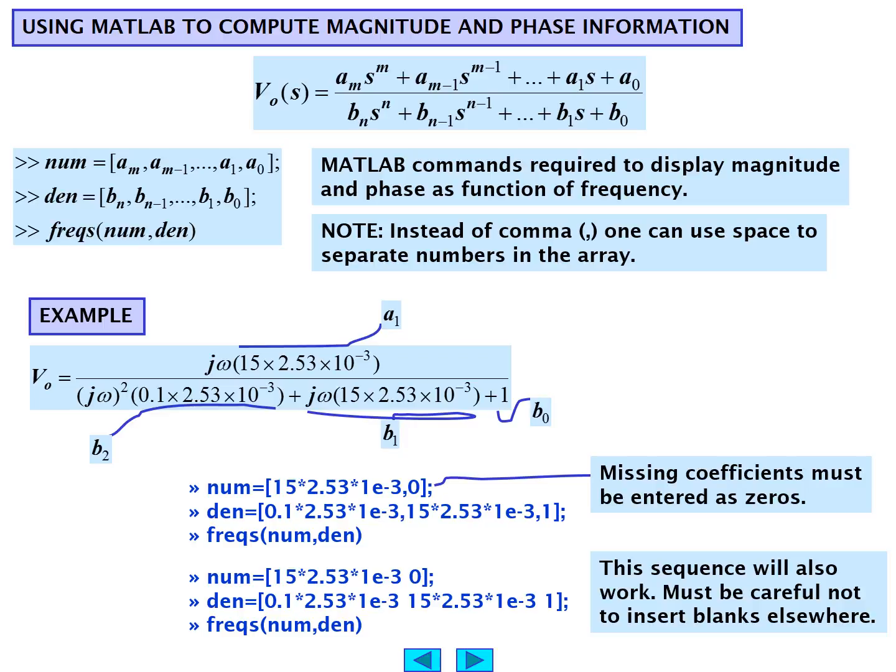We can also use spaces rather than commas. However, you have to be careful in some applications, and usually commas give us a safe path to make sure that we've actually used it. So for example, in freqs, we have to have a comma and not a space.